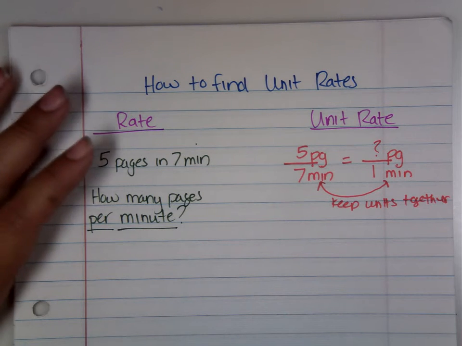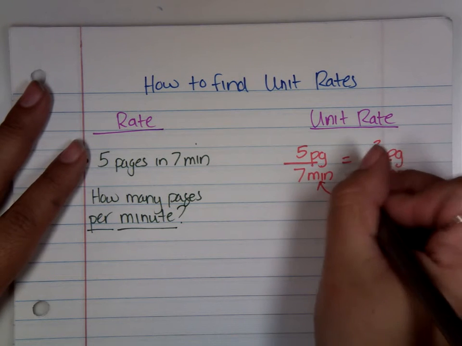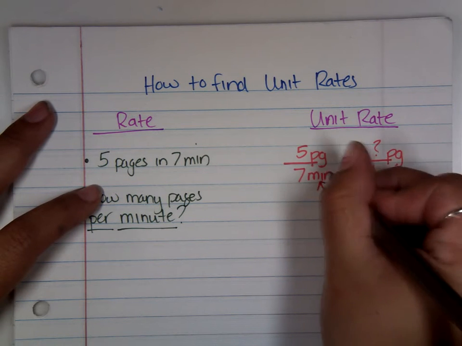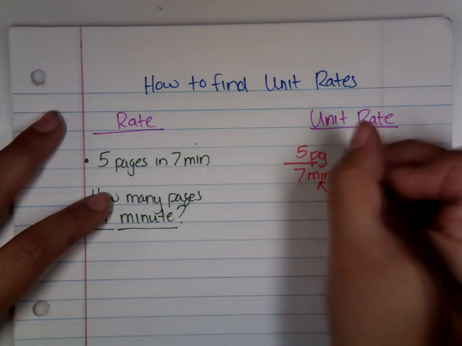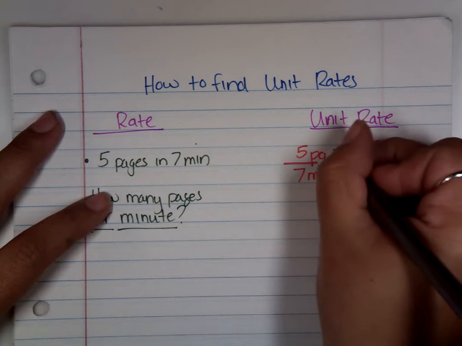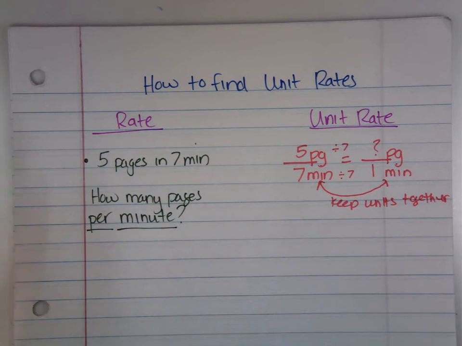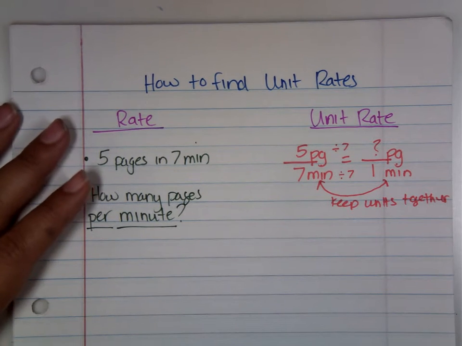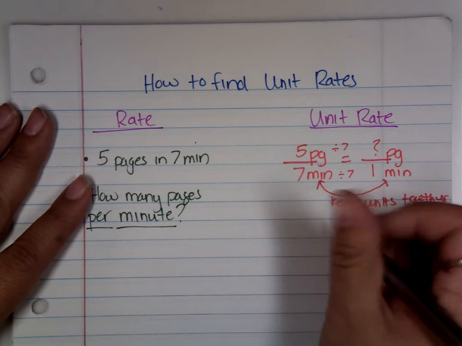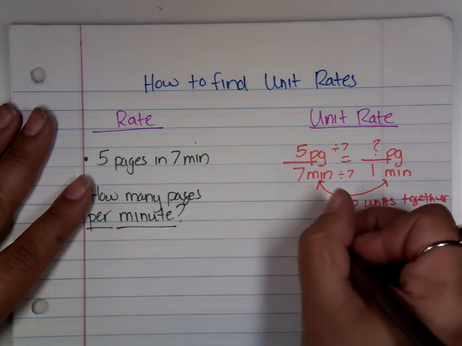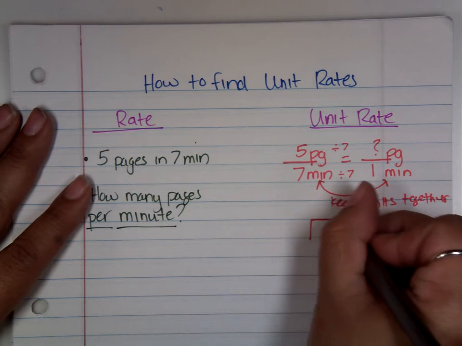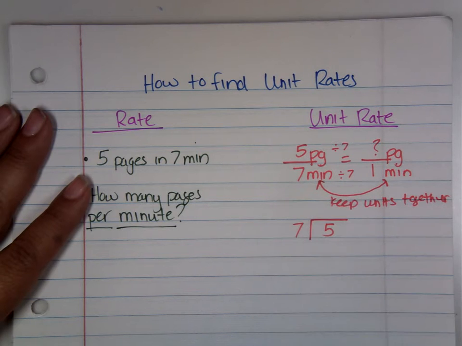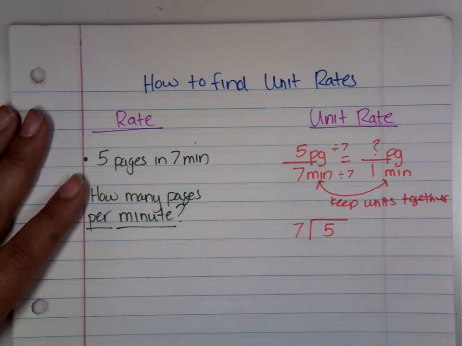Okay, good. We went from 7 to 1 by dividing by 7. I divided by 7 here. And if I do it on the bottom, I have to do the same thing on the top. So I'll divide by 7 on the top. And this will tell me how many pages I can read in 1 minute. Now, remember, when we divide, we'll put our 5 on the inside and our 7 on the outside. Okay? 5 divided by 7.